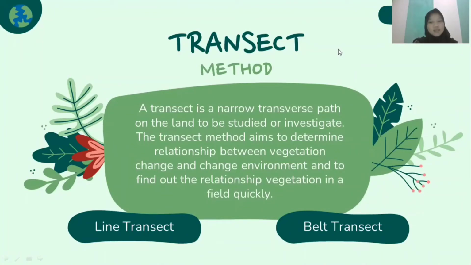Vegetation analysis with plots can be measured using the transect method. A transect is a narrow transverse path on the land to be studied or investigated. The transect method aims to determine the relationship between vegetation change and changed environment and to find out the relationship of vegetation in a field quickly. The transect method is divided into two groups, which are line transect and belt transect.